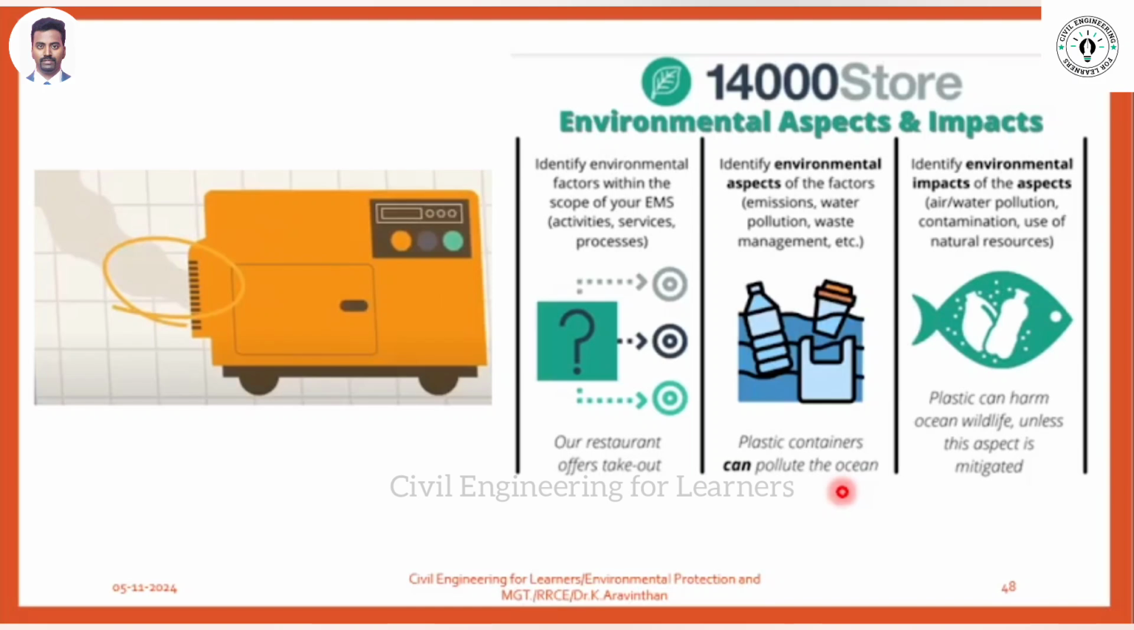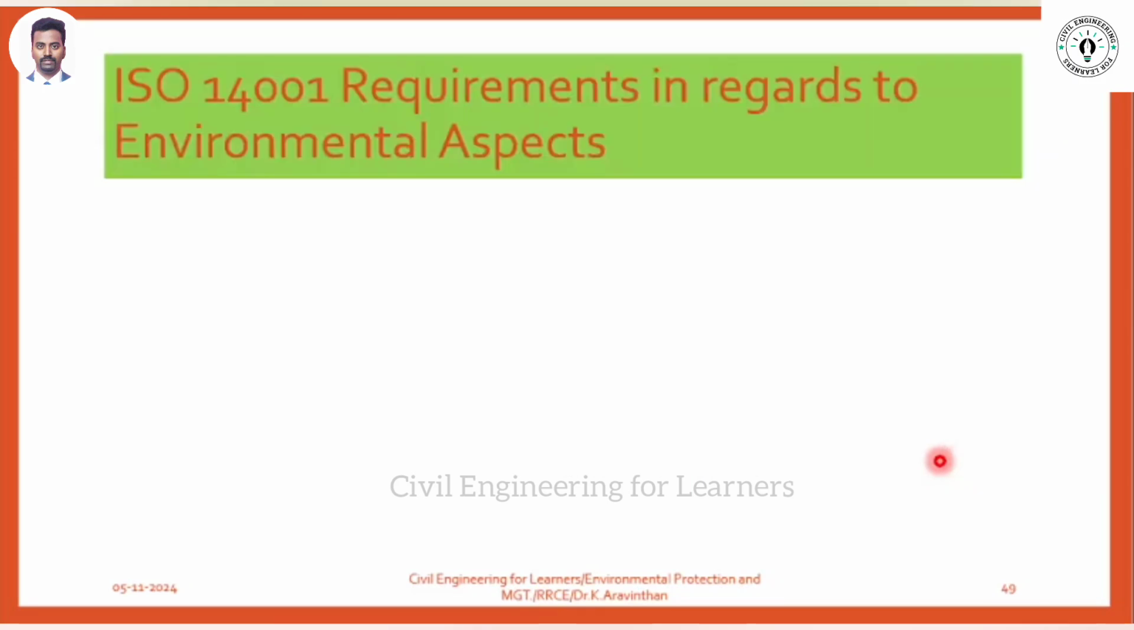Restaurant takes an aspect of takeout. When this aspect or this policy comes into an organization, these secondary things happen. What are secondary things? One is aspect and another one is impact. So if they are using plastic containers, this aspect will have plastic harm to the environment. This will not degrade and this will harm the aquatic living beings. So these are the examples for that.